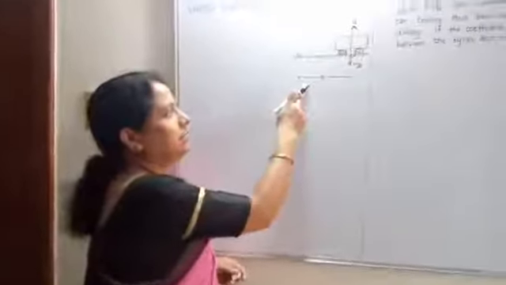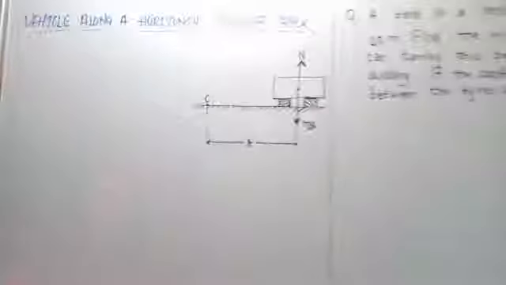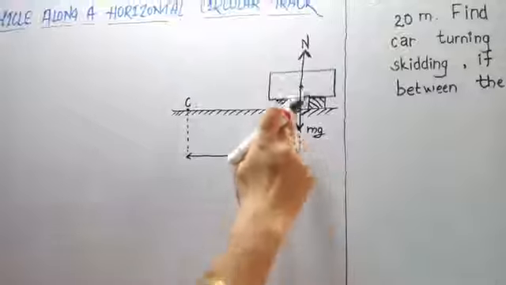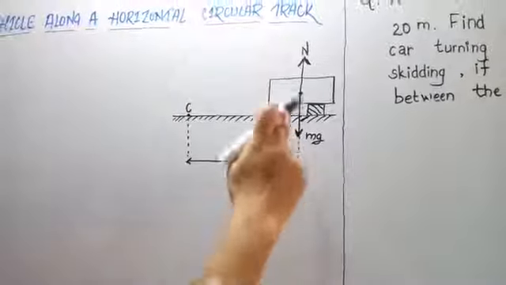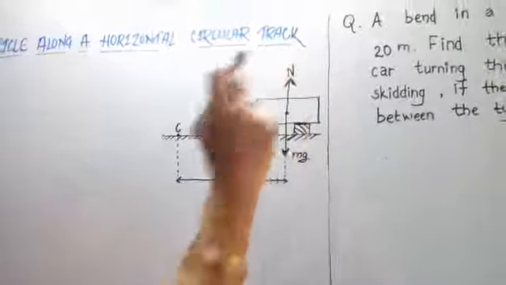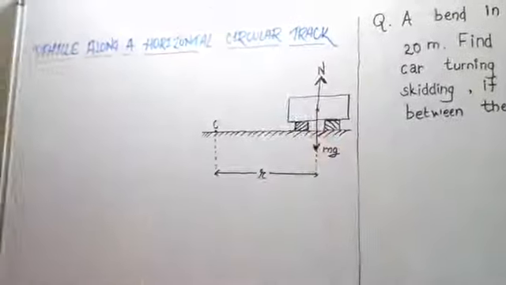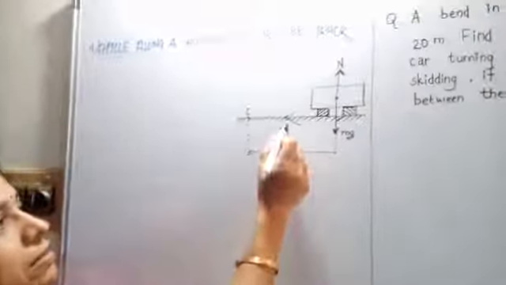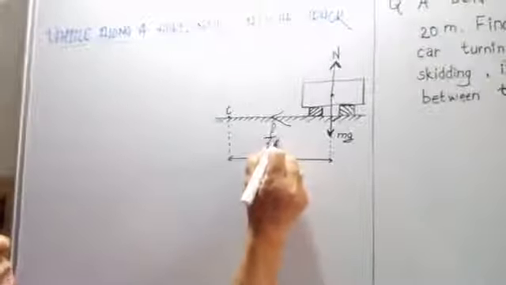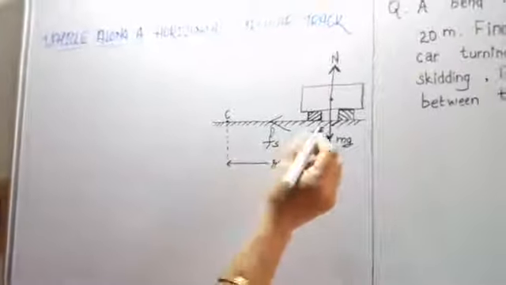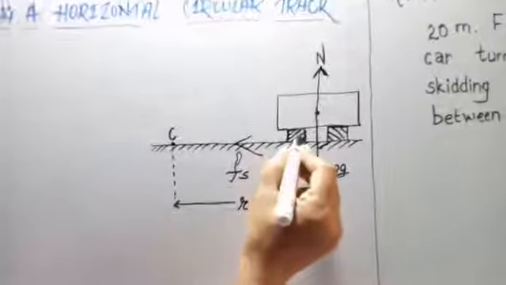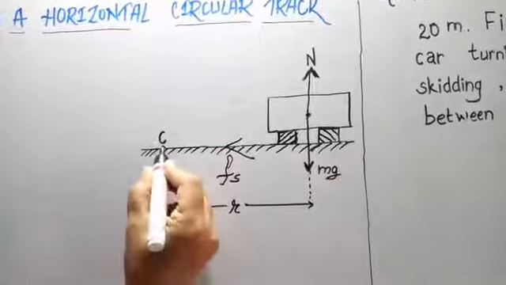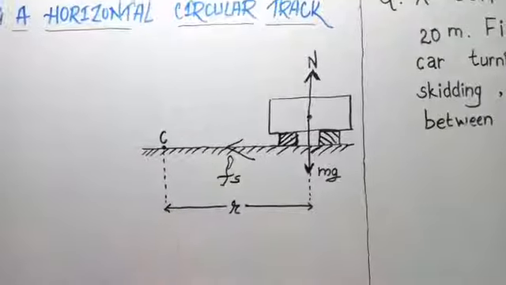Now see here in this diagram, suppose this is our car which has the weight mg, where m is the mass of the car and g is the acceleration due to gravity, so the weight mg is acting vertically downward. Here N is the normal reaction force acting vertically upward. These two forces balance each other, and there is one force directed towards the center, that is the frictional force Fs, the maximum frictional force. This frictional force is present between the tires and road surface, directed along the radius towards the center. Suppose C is the center and r is the radius of the road.